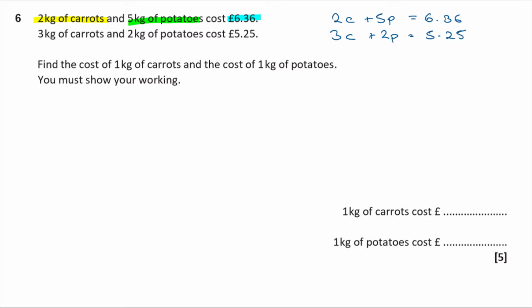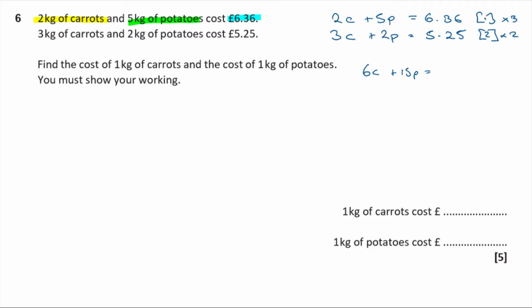Now we want to find out one of these things, so we're going to have to eliminate either P or C from our equation. I think I'm going to do P because P comes second. It's just going to be easy to write out. So I'm going to take my original equations 1 and 2, and I'm going to multiply them up so I've got the same number of carrots for each. So if I take this first one and multiply it by 3 and the second one and multiply it by 2, then that's going to give me 3 lots of 2C is 6C, 3 lots of 5P is 15P, 3 lots of £6.36. What's that on the calculator?